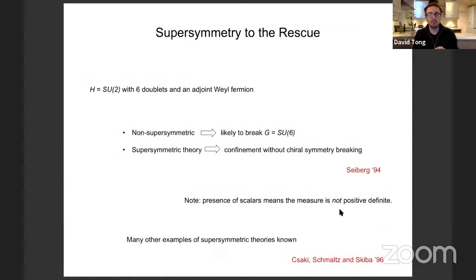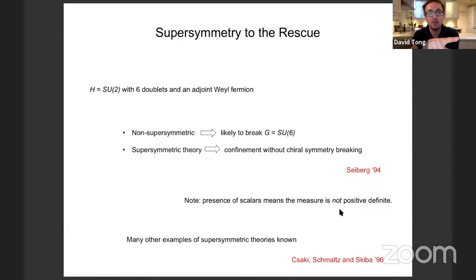All right, so this brings me to the situation that we actually understand very well. There's a way out. Take this particular theory, SU(2) with 6 doublets and an adjoint fermion. As I've just argued, if you don't add anything else, the theory is very likely to break the SU(6) symmetry. That's game over for gapping fermions preserving this.